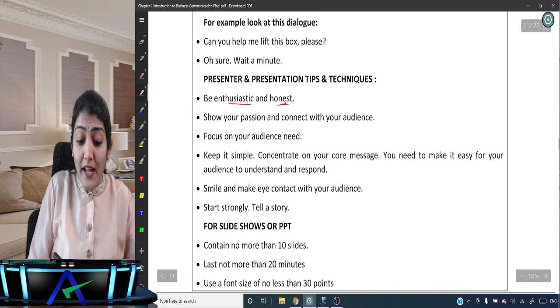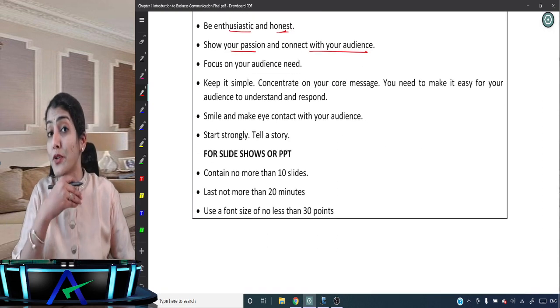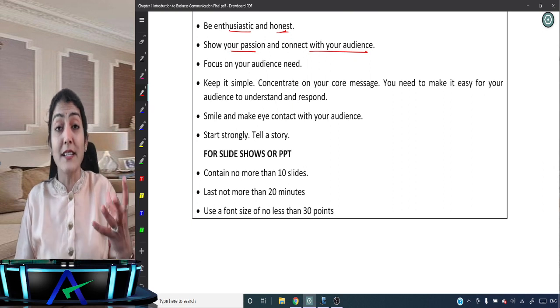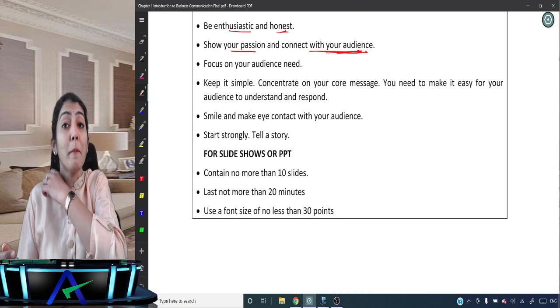Show your passion and connect with your audience, and show how interested you are in what you're talking about. Right? So how connected you are determines whether you are able to establish the connection with the audience. Right? So show your passion.